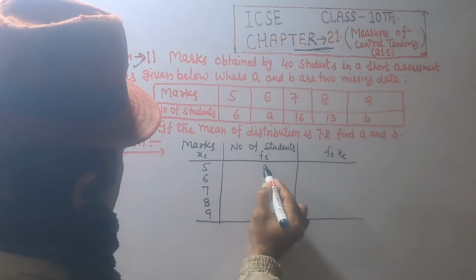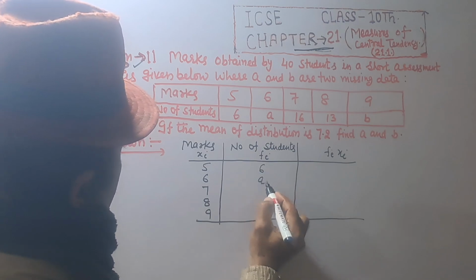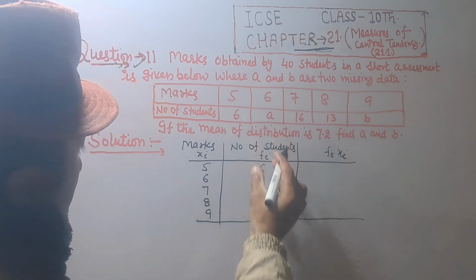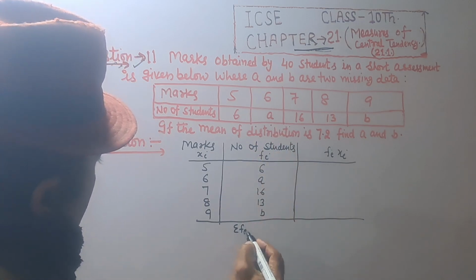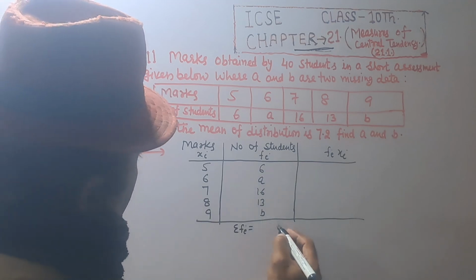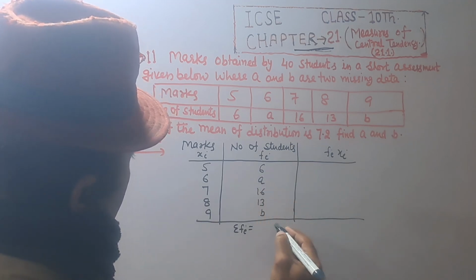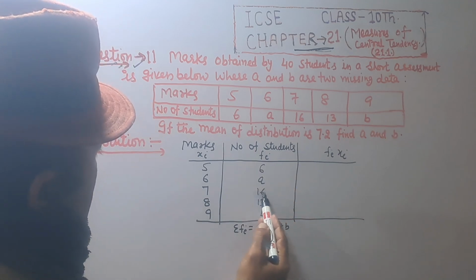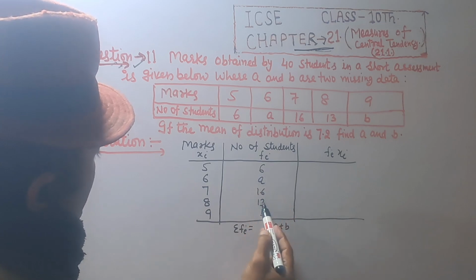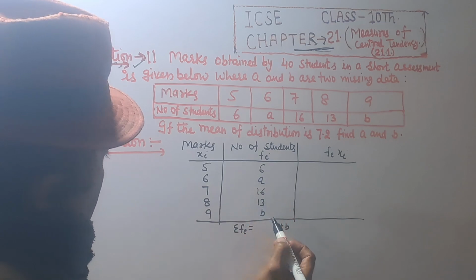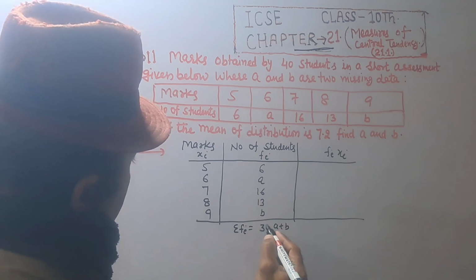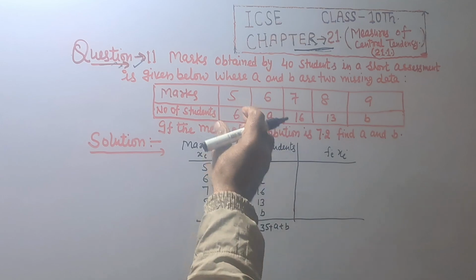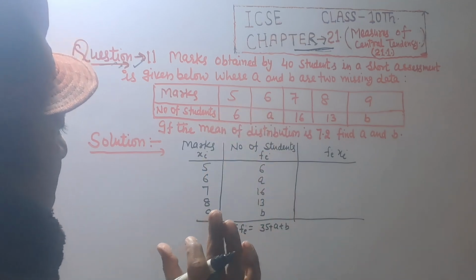And frequency is 6A, 16, 13, B. Sum of frequency, that is Fi, is A plus B, and 16 plus 6 is equal to 22. 22 plus 13 is equal to 35. 35 plus A plus B is the sum of frequency.